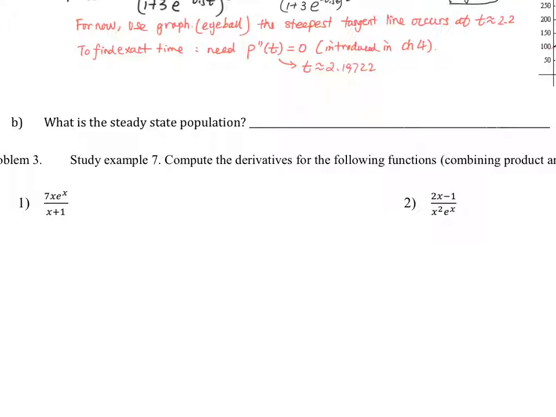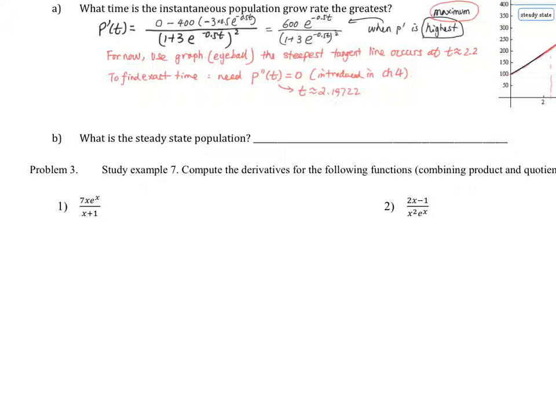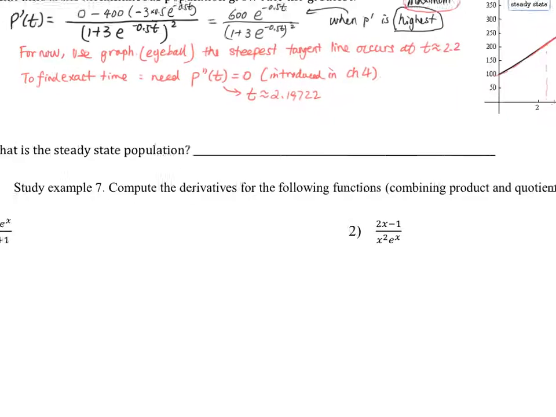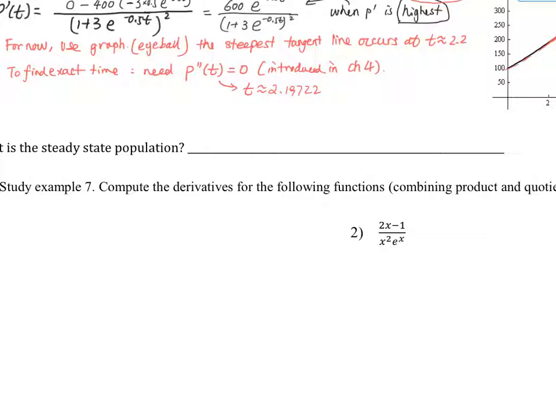So what is the steady state population? If we look at the graph, that means, hey, when time is approaching infinity, what is this population approaching? That's what we are trying to do. Basically, when time is approaching infinity, what is this function approaching? So it's basically the limit as t approaches infinity of this function, which is 400 over 1 plus 3 times e to the negative 0.5t.